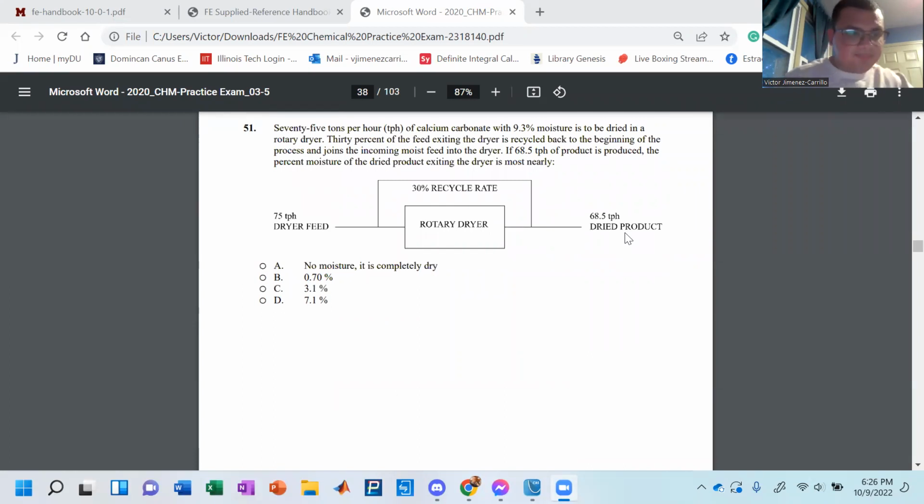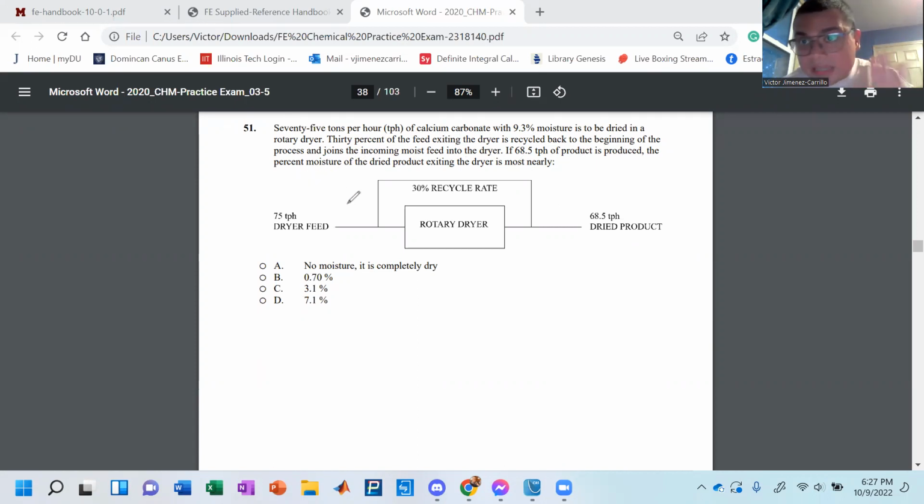Okay, 51. And if you see me walking around with these papers, it's because I did these in separate moments and I didn't want to rewrite them. Okay, so it says 75 tons per hour of calcium carbonate with 9.3 moisture is to be dried in a rotary dryer. 30% of the exiting dryer product is recycled back to the beginning of the process and joins the incoming moist feed into the dryer. If 68.5 tons per hour of the product is produced, the percent moisture of the dry product exiting the dryer is most nearly blank.